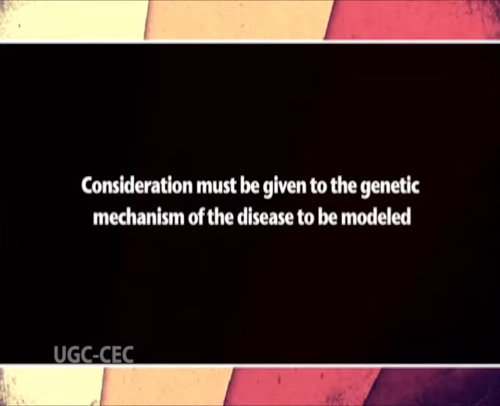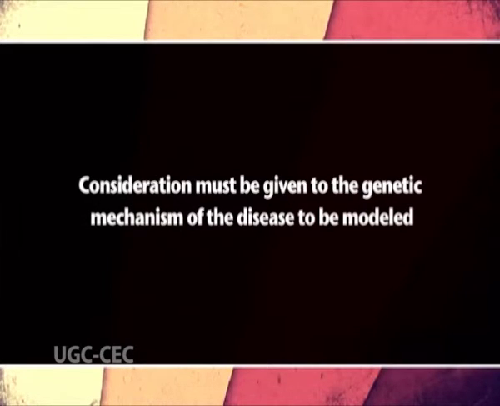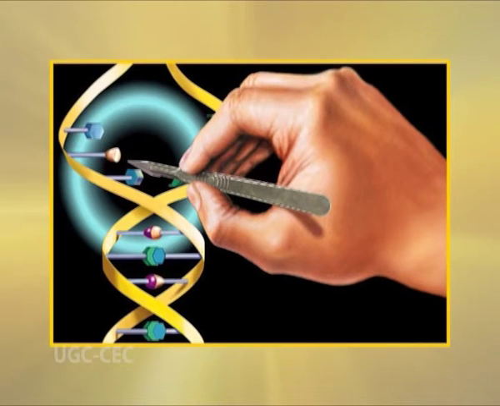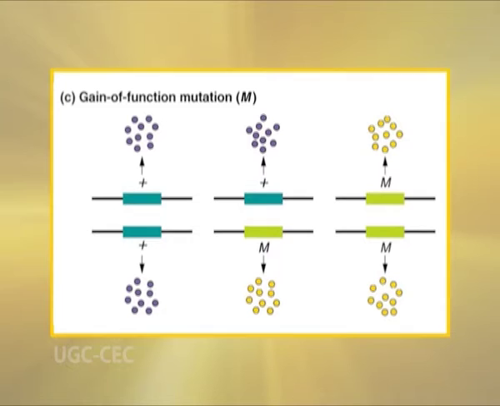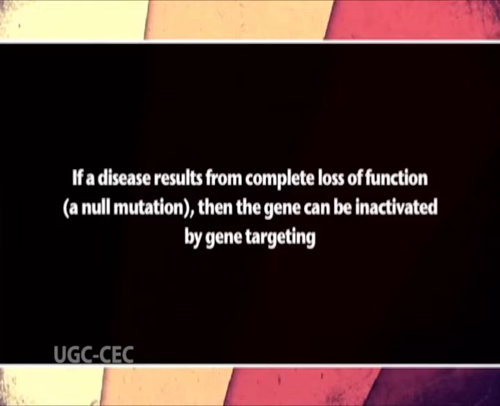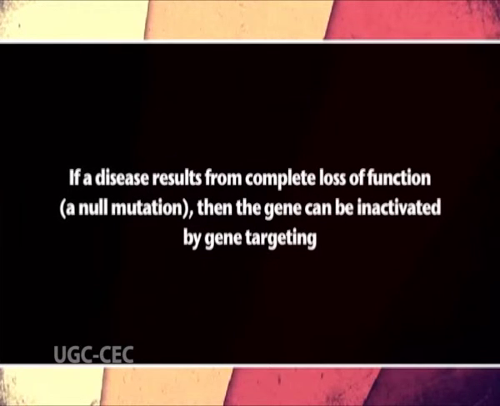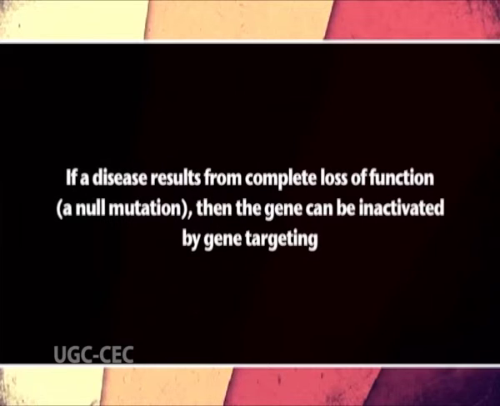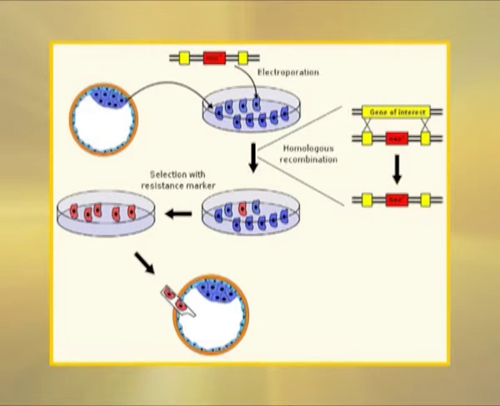Consideration must be given to the genetic mechanism of the disease to be modeled. Typical genetic mechanisms of disease include mutations which eliminate gene function, mutations which alter gene activity, and mutations which increase gene copy number. If a disease results from complete loss of function, that is a null mutation, then the gene can be inactivated by gene targeting. Both homozygous recessive traits, that is both gene copies inactivated by mutation, and haploinsufficient traits, that is one gene copy inactivated, can be modeled by gene knockout.